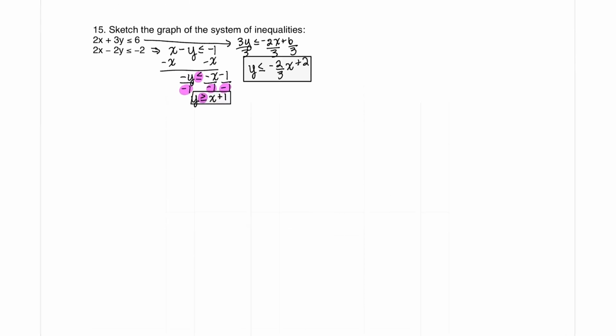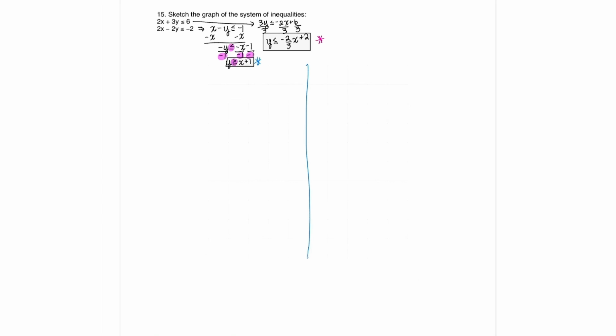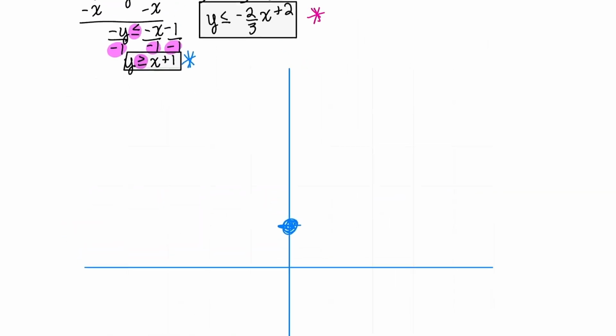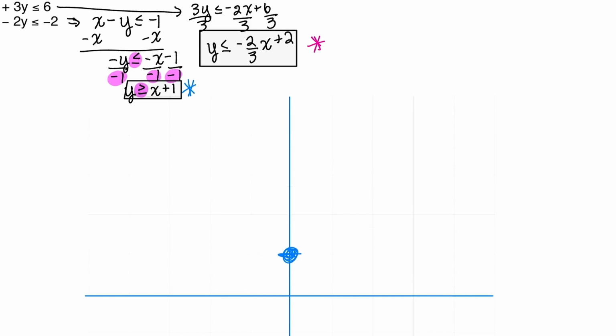Both of them have an equal sign there, so they're going to be solid lines. I'm going to go ahead and graph this one in pink, and I'm going to graph this one in blue. Our y-intercept of this equation is a 1. So let me just sketch in our lines here. Positive 1 is going to be right here. And then our slope is also up 1 over 1. And we get that from the coefficient of x. Since there's not one written there, it is just going to be up 1 over 1.